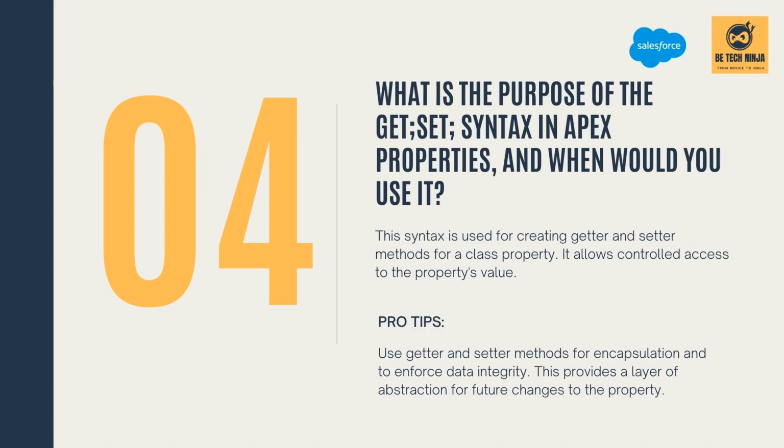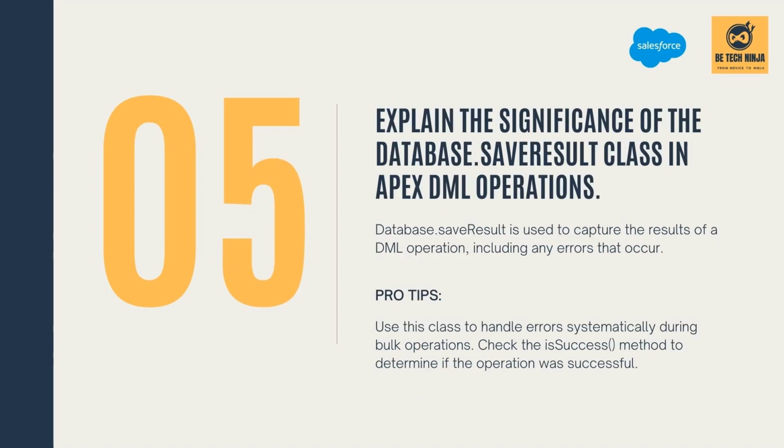Let's move on to the next question. Explain the significance of the Database.SaveResult class in Apex DML operations. Database.SaveResult is used to capture the results of a DML operation, including any errors that occur.